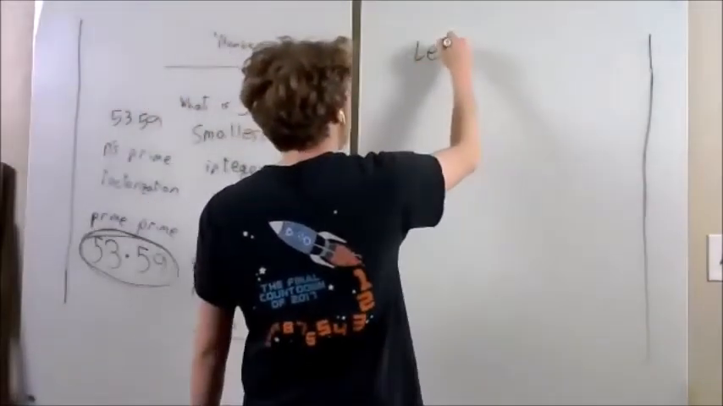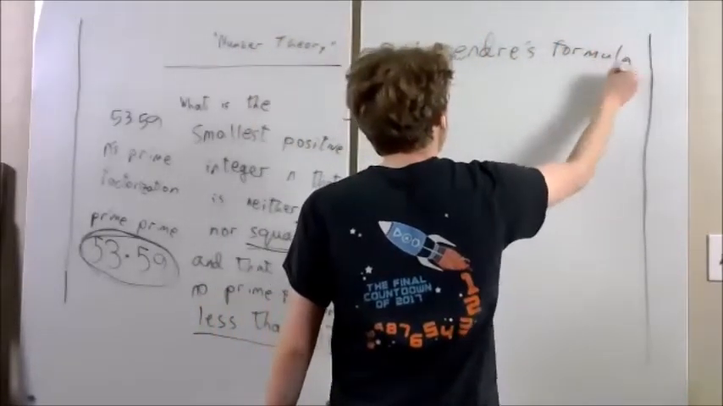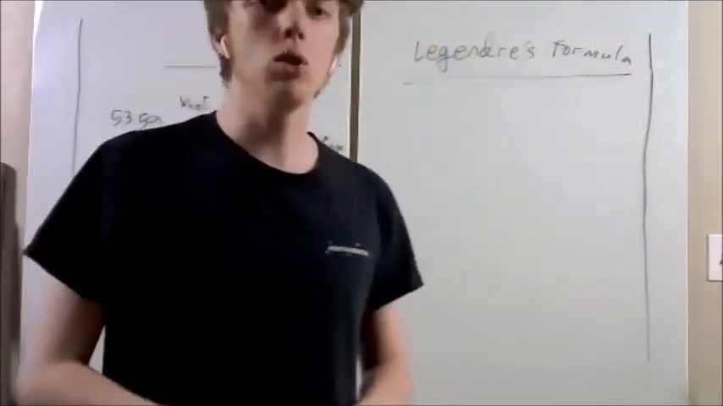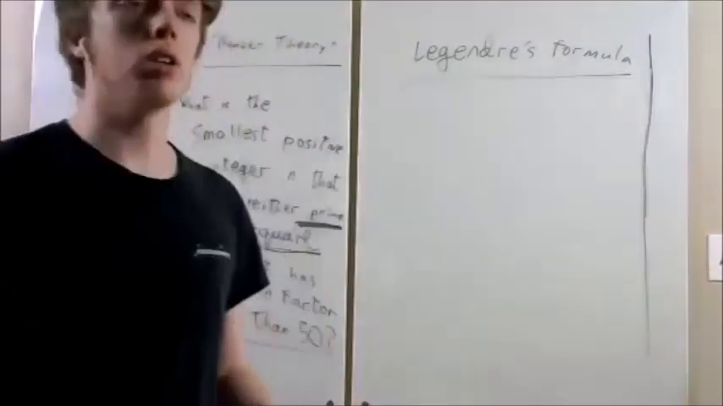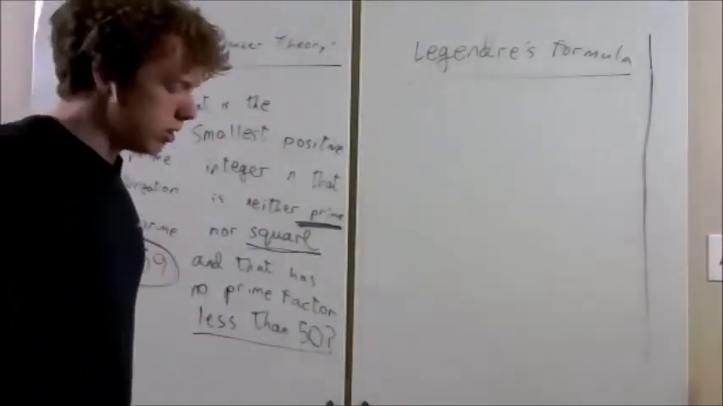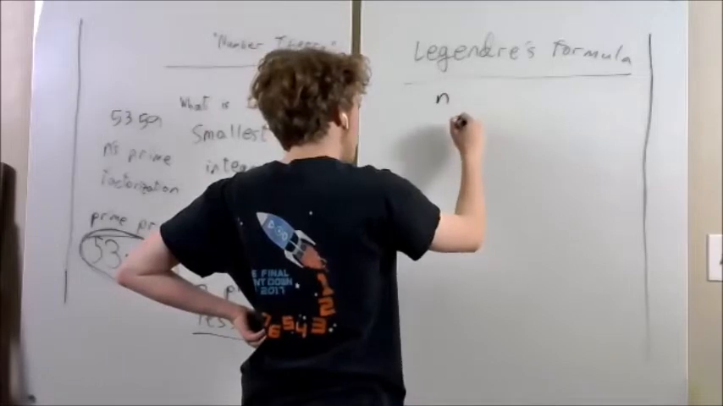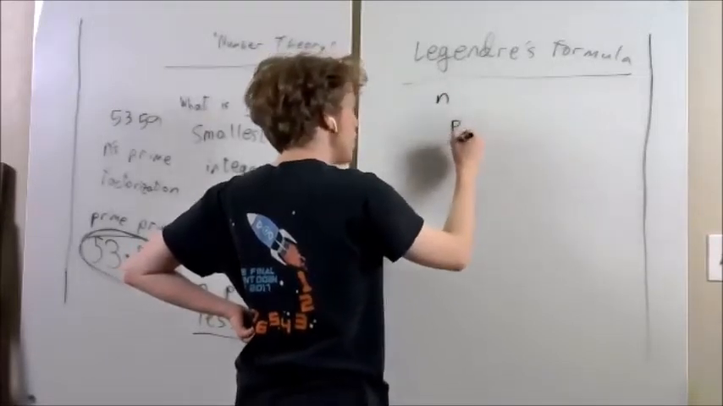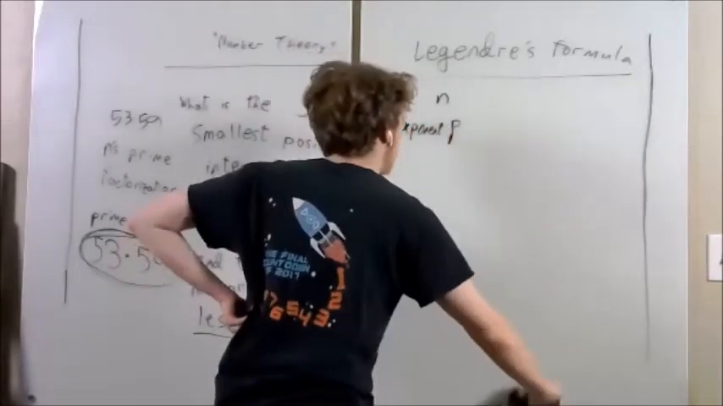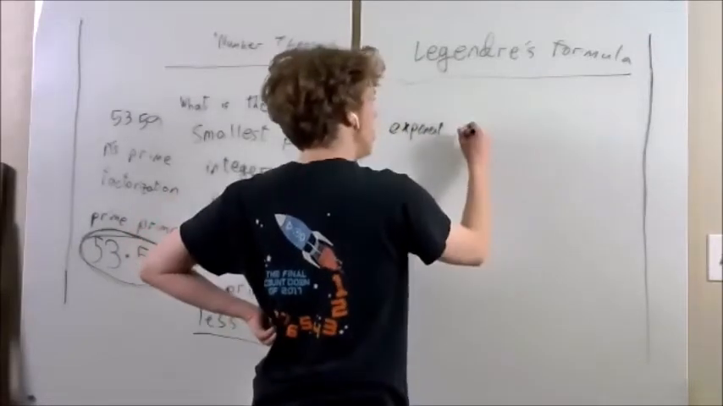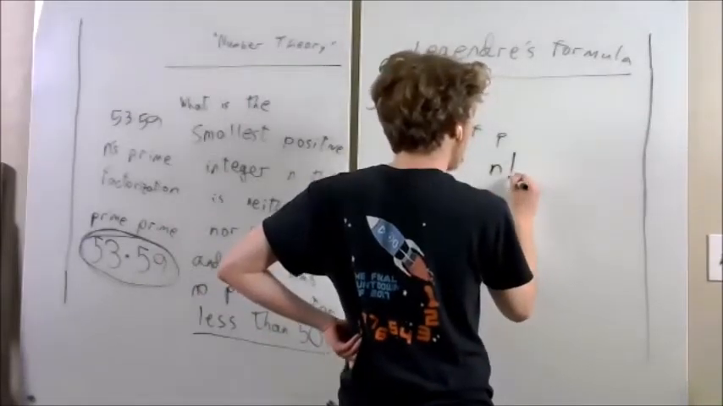I don't want to spend too much time on this, so you should definitely go look this up on Wikipedia after this lecture is over. But for now, I want to tell you about it at least a little bit. So basically, if you have a positive integer n and some prime number p, and then you wonder, what's the exponent of p in the prime factorization of n factorial?